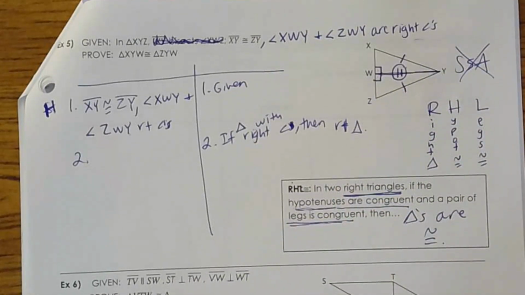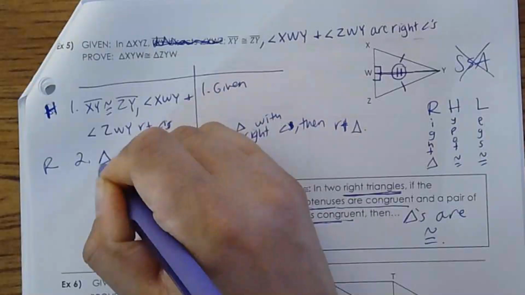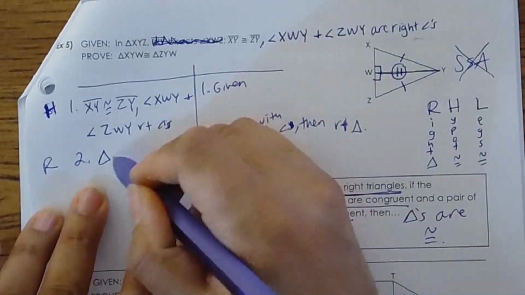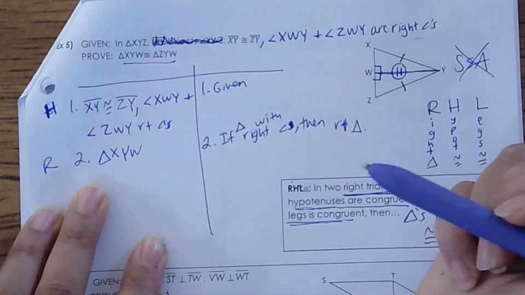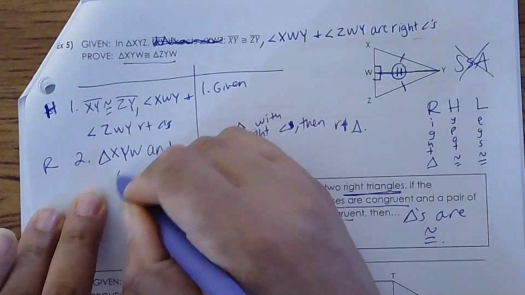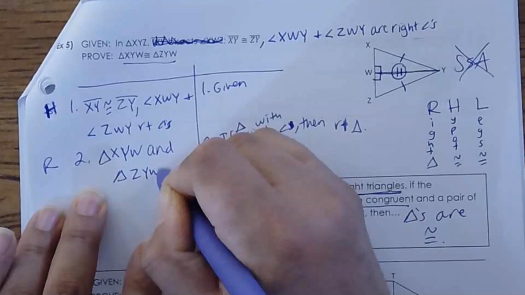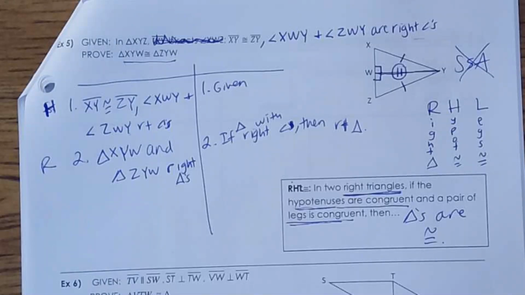Okay, so if triangle with right angle, then right triangle, that means this side, which I'm about to get an R for, I need to just say what my right triangles are. And I can use the same order of letters as what's up here. So I can say XYW and ZYW are right triangles. Just kind of stating a fact that I have some right triangles here.